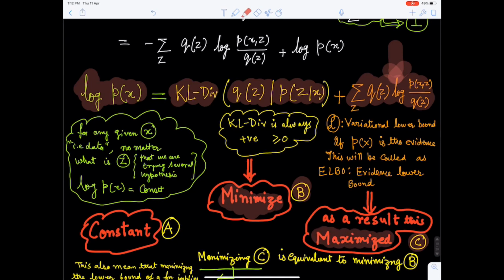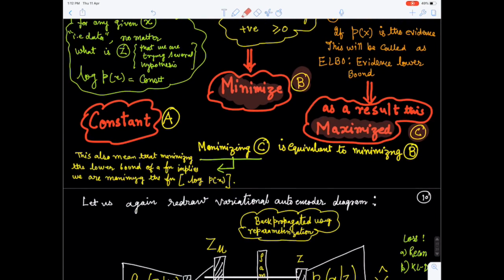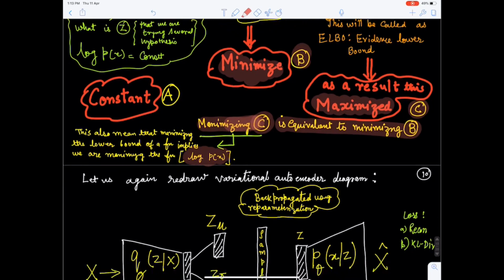Once I maximize the ELBO, the corresponding function that we are looking for is also going to be maximized over your whole data set. The probability of X is also going to be maximized over the given X, whatever data set you are working with. So maximizing C is equivalent to minimizing B, which essentially means that maximizing C is also increasing the value of probability of X given a particular data set. Up to this we have seen.